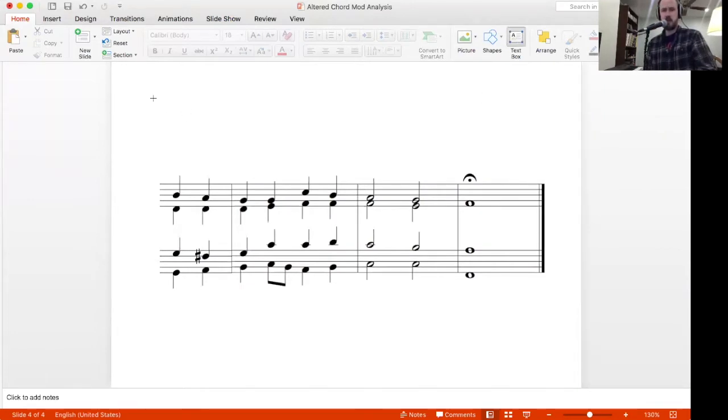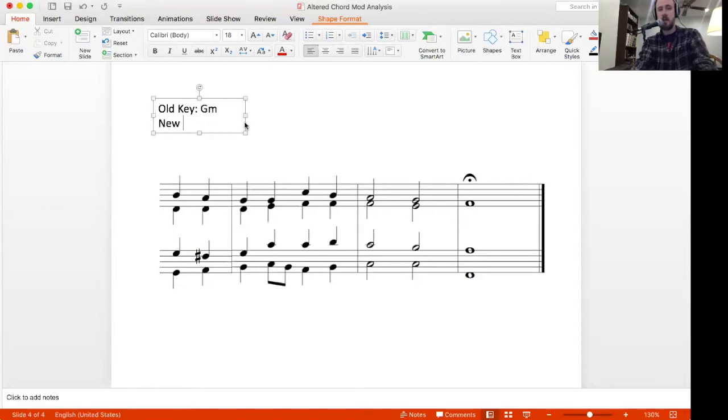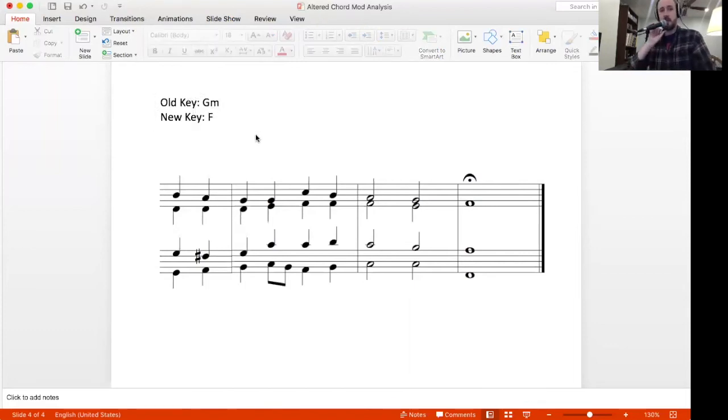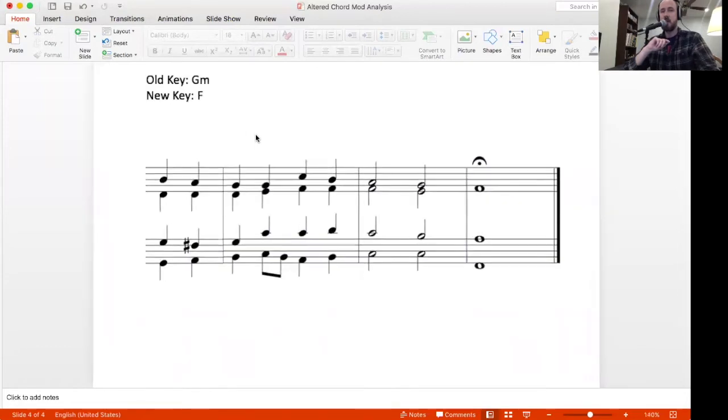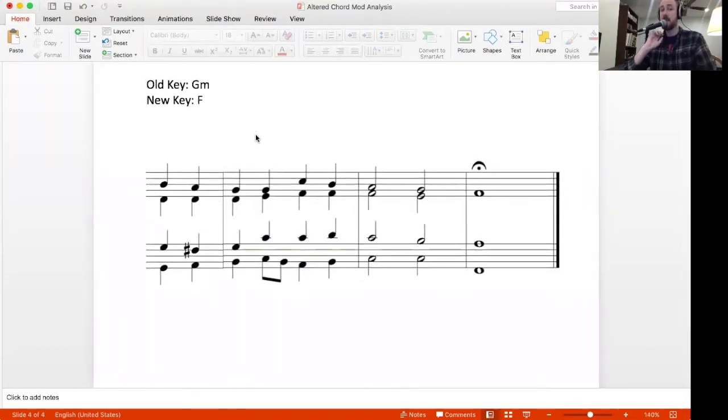So we know that this one, the old key, is G minor, right? And our new key is the home key. Our new key is F, right? So we end on a nice authentic cadence in F there. This should be the easiest one to figure out in terms of keys when we're coming back to the home key. So let's see if we can delve into this and actually tell where our modulation happens.